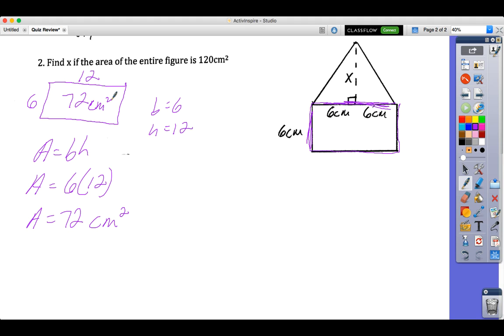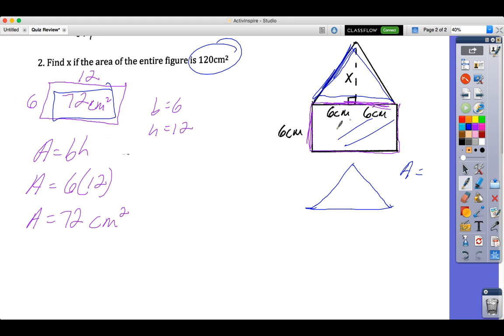So then that means if I want to solve for what the area of this triangle is, that I will highlight in blue or outline in blue, and put this down here. Let me redraw this. Well, if I want to know what the area of this triangle is, I can take the area of the entire figure and subtract the area of this rectangle at the bottom. So 120 minus 72, and that will then give me 48. So I know that this area of my triangle is 48 centimeters squared.